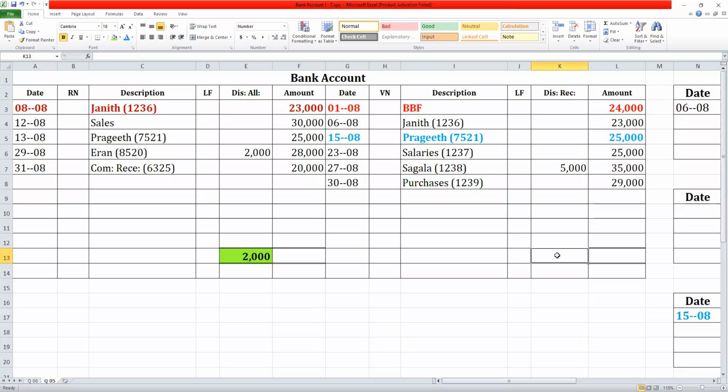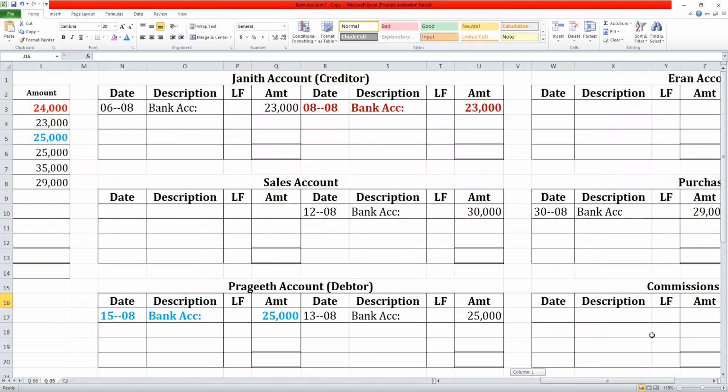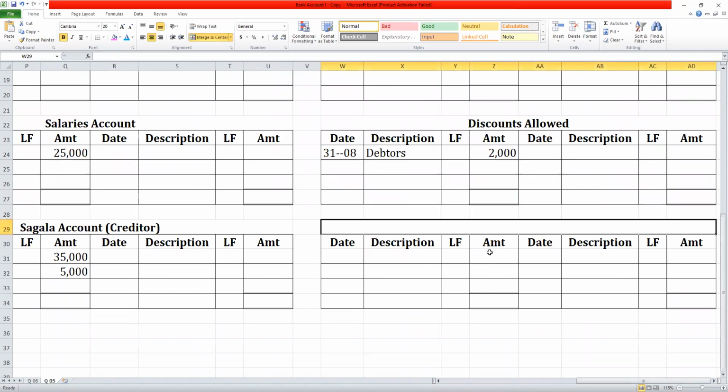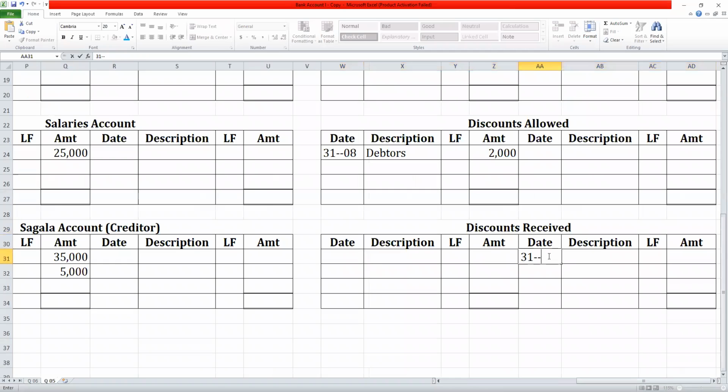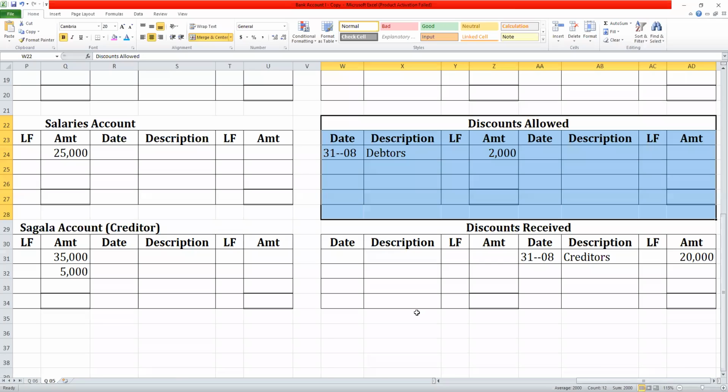And the next one, get the total of discounts received. It is 5,000. Open the last account of the question, that is discounts received, and credit. The date is 31st of August. Creditors amount is 20,000. See, discounts allowed debits, discounts received credits.